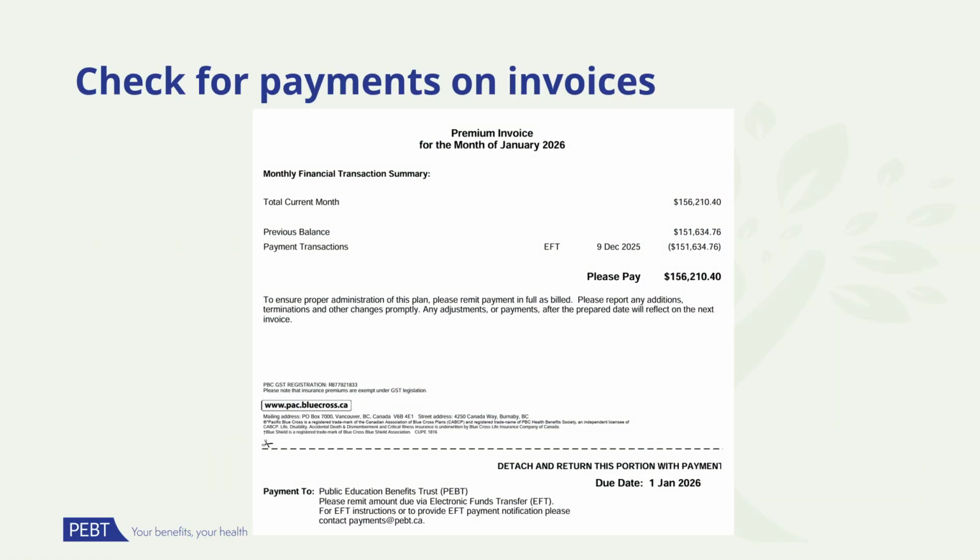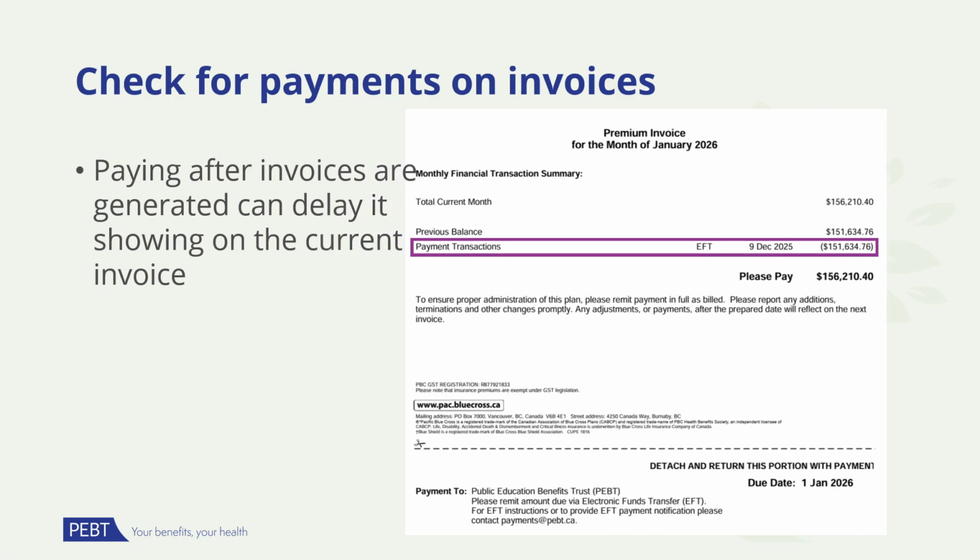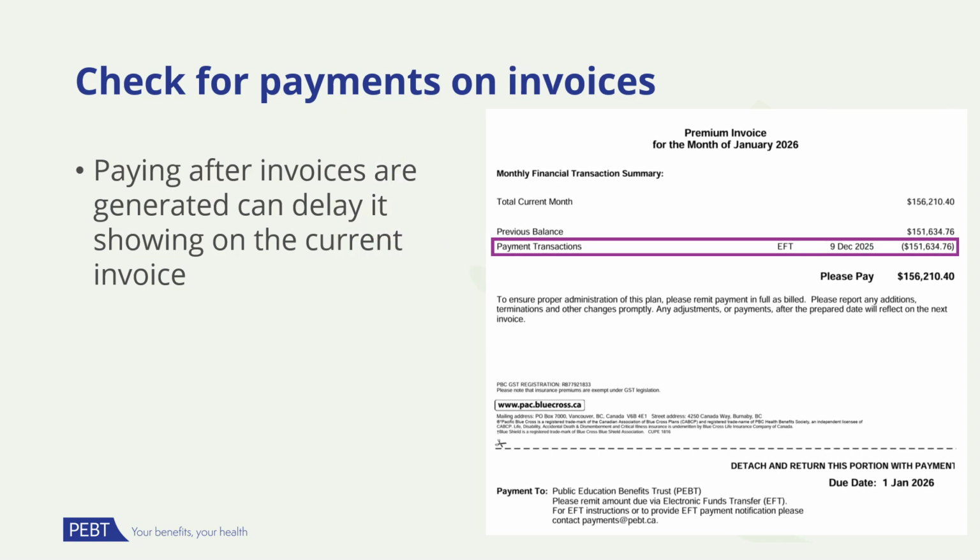On the first page of the invoice, you'll want to check that your last payment was correctly accounted for. Note that if a payment was made after the invoice was generated, it won't show up on the invoice until the next month. For example, if the invoice is generated on the 19th of the month, and the district makes the payment on the 25th of the month, and you download the invoice on the 30th, the payment will not be reflected on the invoice. You'll need to check for this on the next invoice.